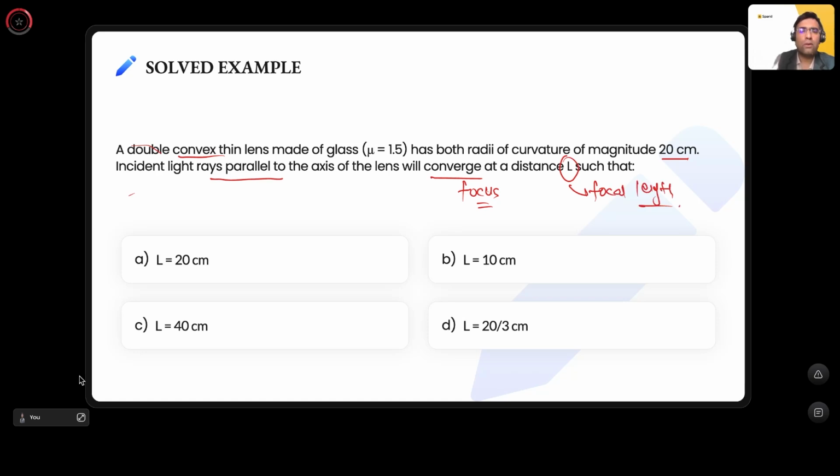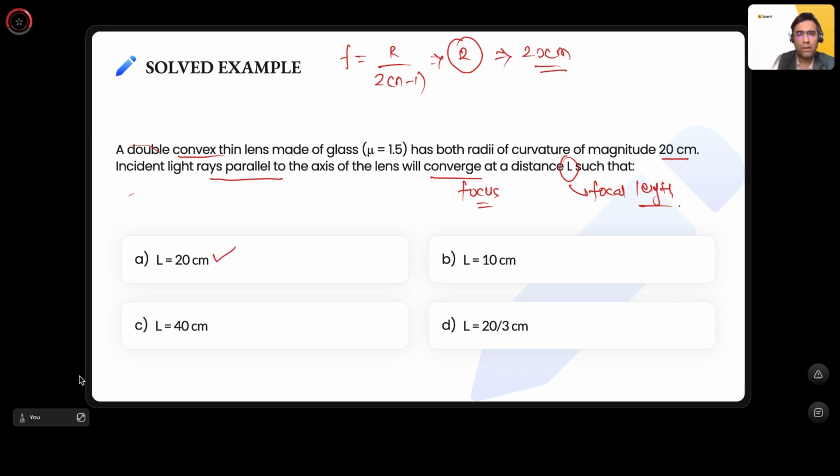Now we know that the focal length is equal to R upon 2 into (n minus 1), and for a double convex thin lens, when we put the value of n equal to 1.5, this will become R. So our answer will be 20 centimeter.